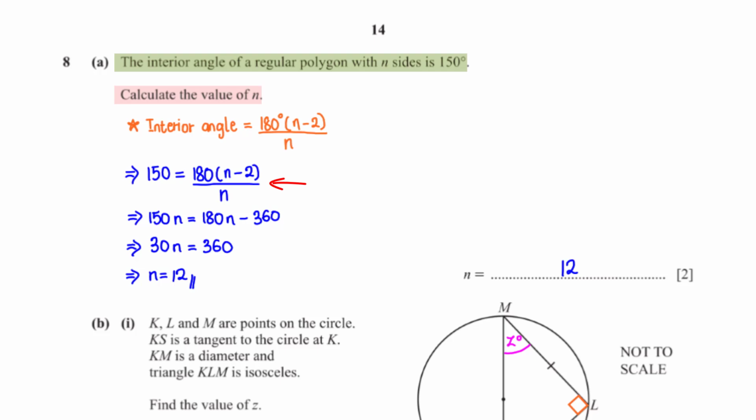When we multiply both sides by n, this is what we get. When we expand the brackets, 180 times n is 180n, and 180 times negative 2 is negative 360. When we group like terms, we get 30n equals 360. And when we divide both sides by 30, we get n equals 12.